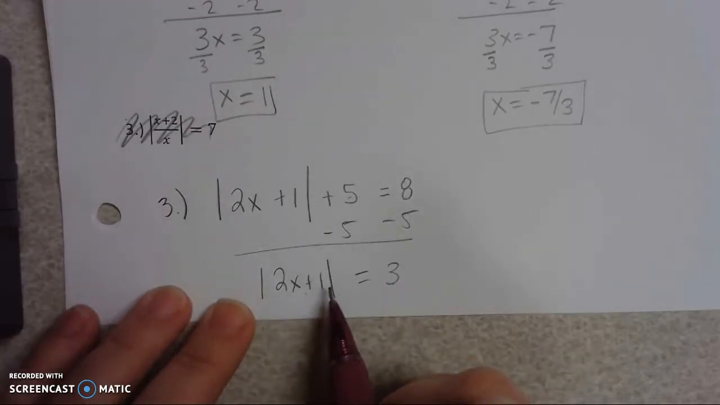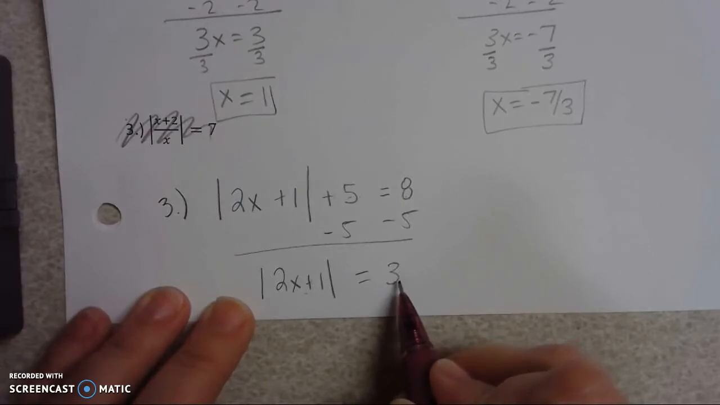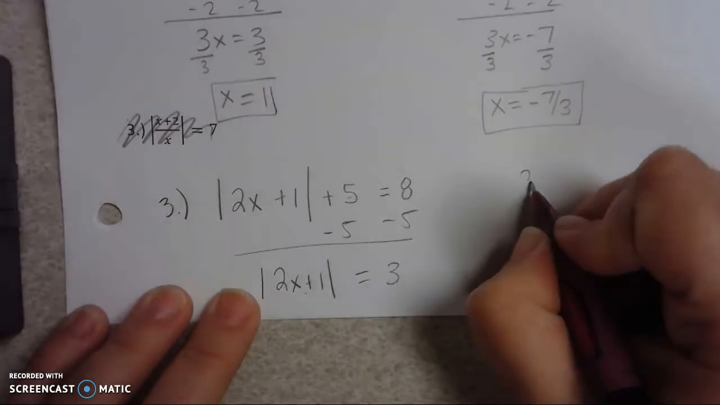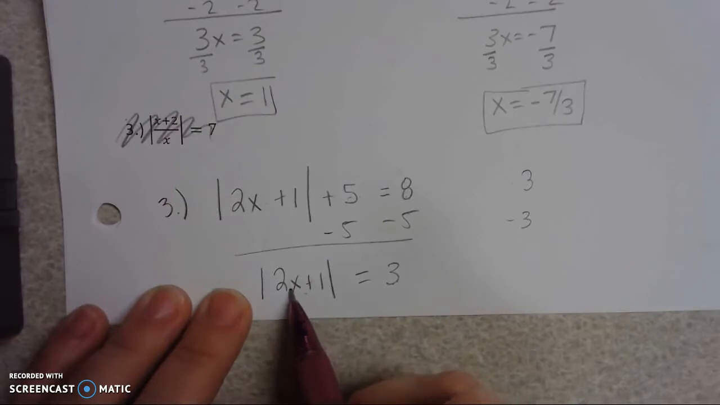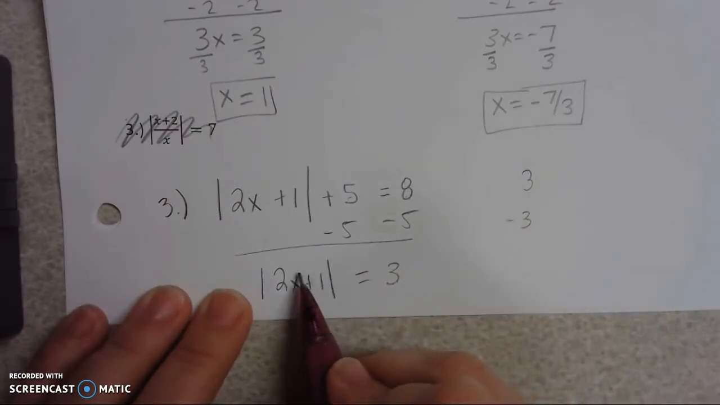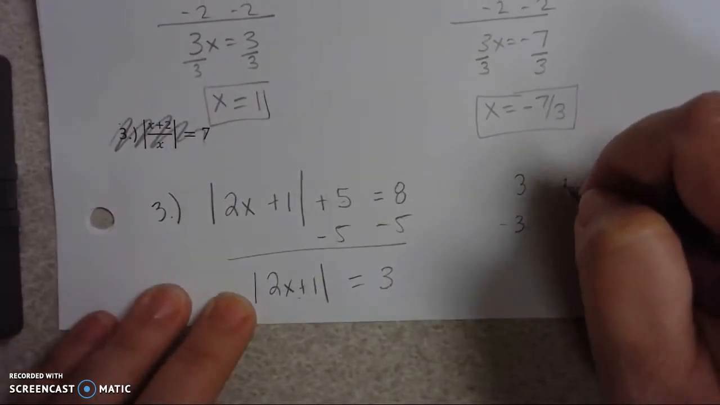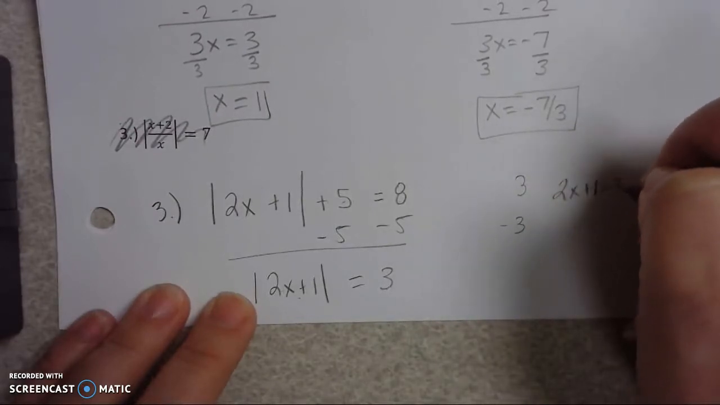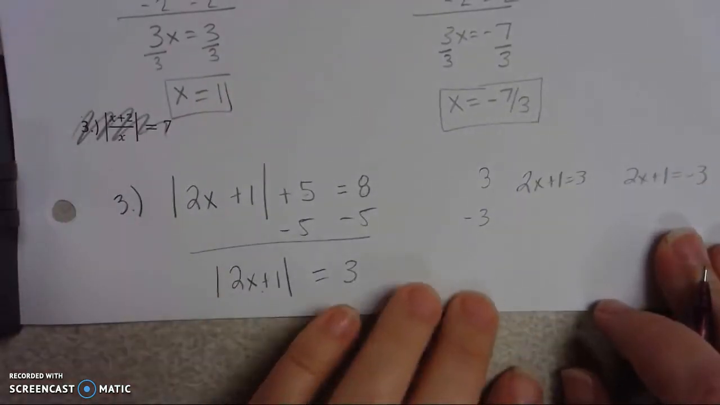Now I know what I need to solve the inner part of my absolute value for. What numbers are a distance of 3 from 0? Those numbers are 3 and negative 3. And so I want to know what value of x will make this expression be a 3, and what value of x will make this expression be a negative 3. So let's solve. 2x plus 1 equals 3, and 2x plus 1 equals negative 3.